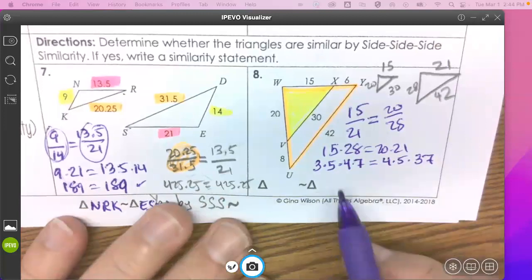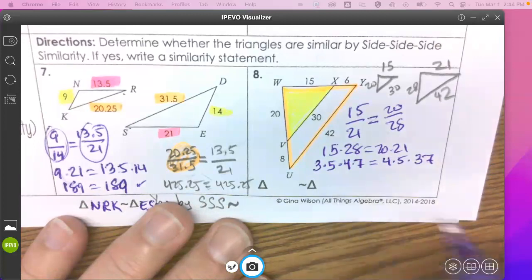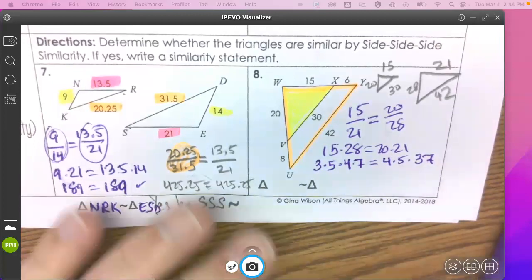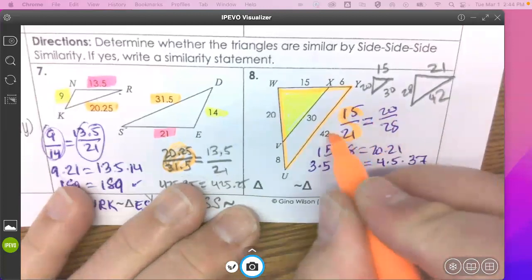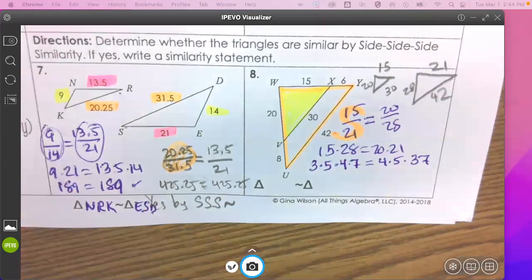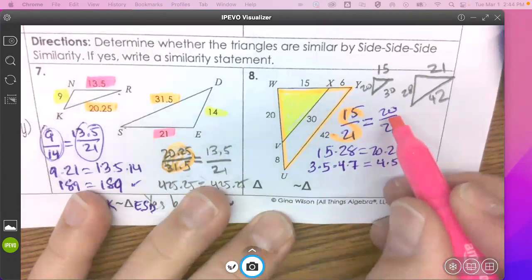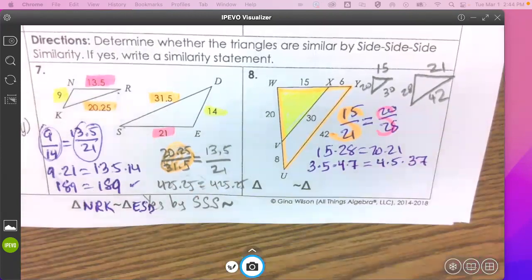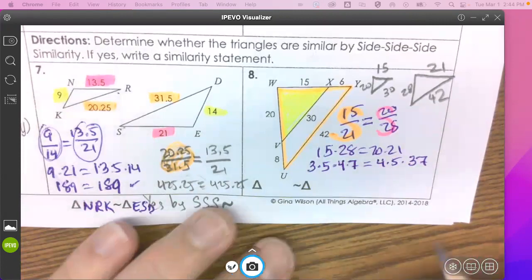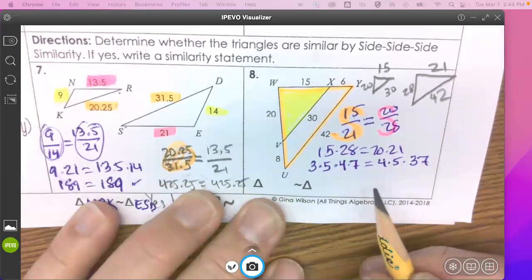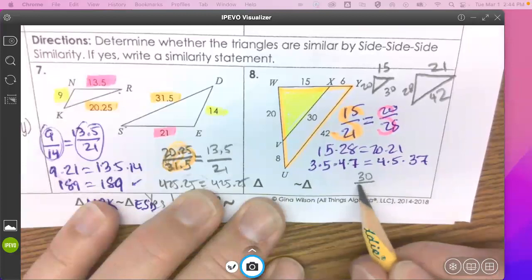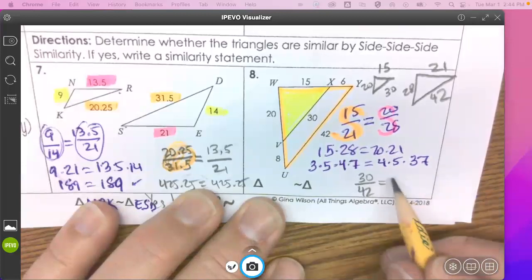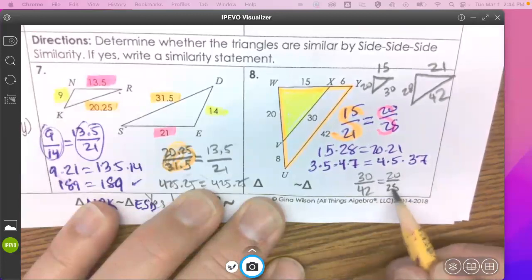So are we done? Does this show they're similar? No. What do we have now? This is one S. What's this? A second S. What do we need? We need a third S. How am I going to do that? Yep, could have chosen either one, right?